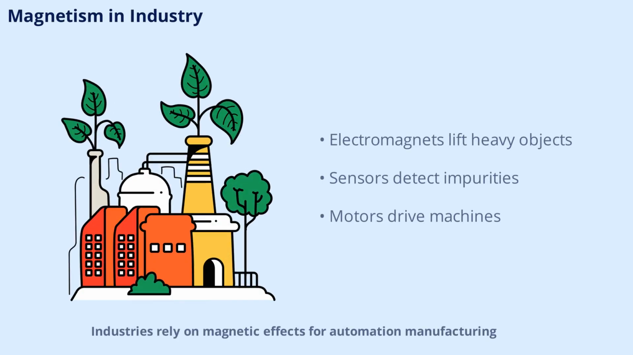Industries rely on magnetic effects for automation, manufacturing, and quality control. Electromagnets are used in cranes to lift heavy metal objects, while sensors detect metal impurities in products. Magnetic separators help purify materials, and electric motors drive conveyor belts and machinery. Magnetism boosts efficiency and safety in industrial processes.